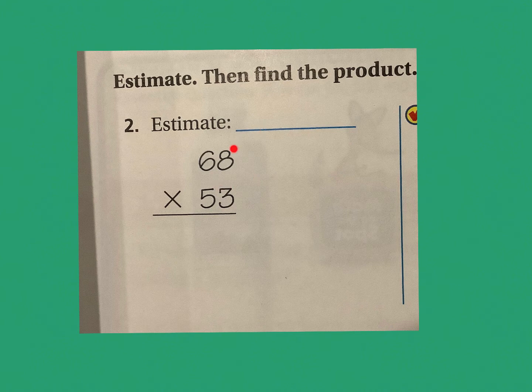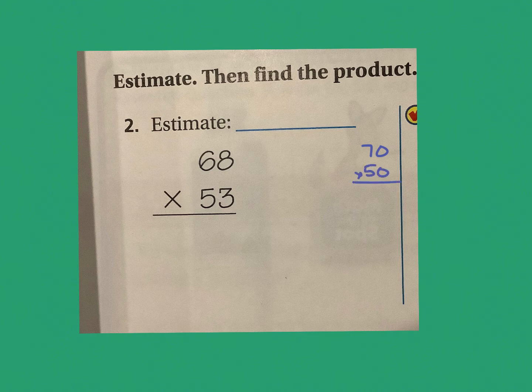Let's get that estimate first. 68 falls between 60 and 70, and that next number, the 8, is high up there, so that means this is closer to 70 than it is to 60, so we're going to round that up to a 70. Then we have 53. This is between 50 and 60. 3 doesn't get very high. It's lower than a 5, so we're going to round this down to 50.